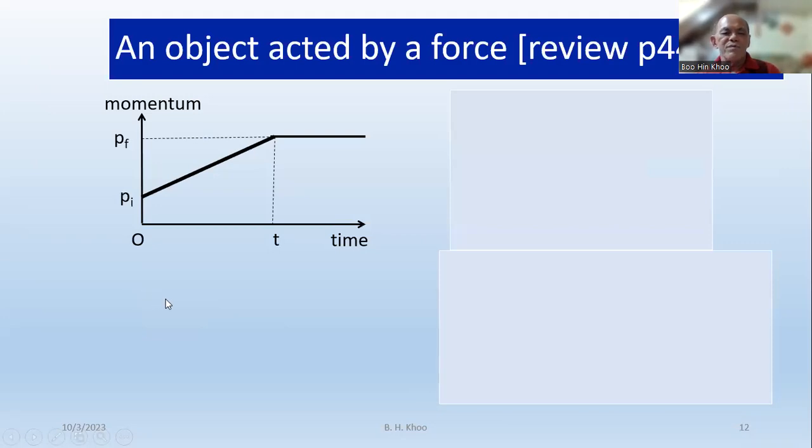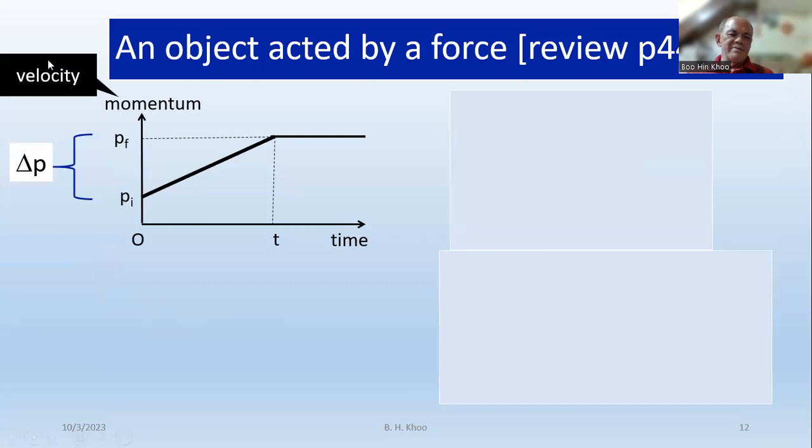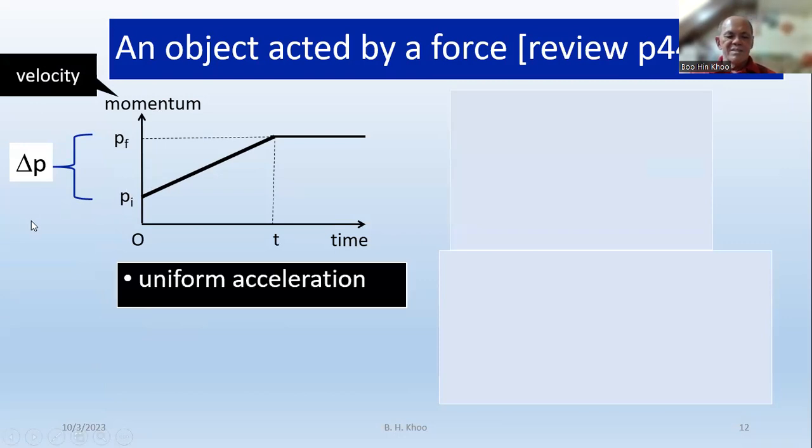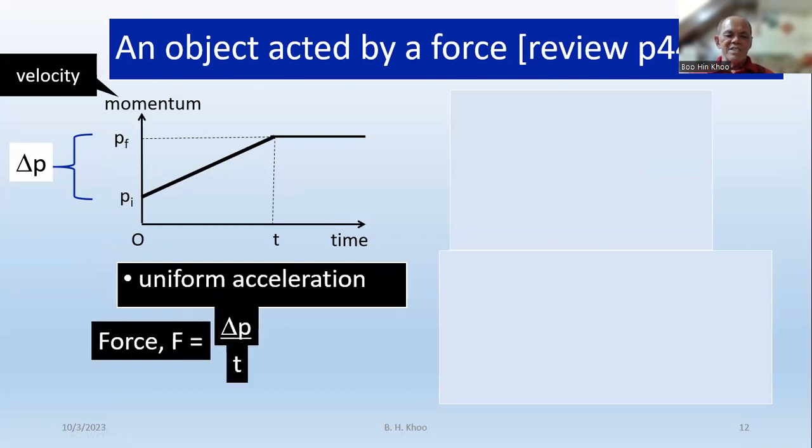Okay, that's the review from what we have learned from dynamics, the momentum-time graph. That's the change in momentum. That one can be velocity. If there is velocity, this is final velocity, this is initial velocity. So this is uniform acceleration. Force is just the change in momentum over time. That gradient, change in momentum over the time. And this is the gradient.